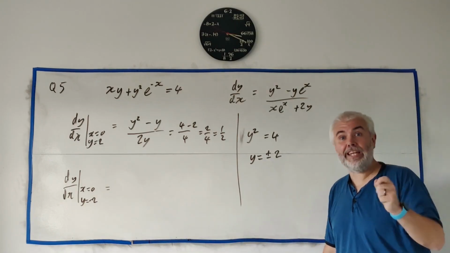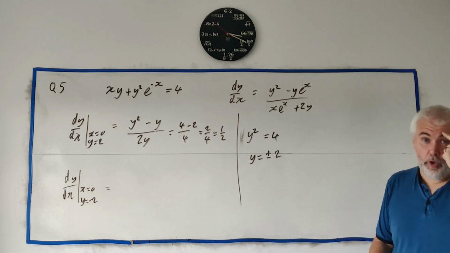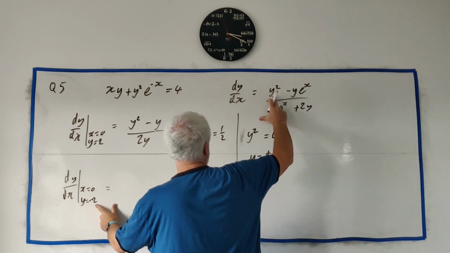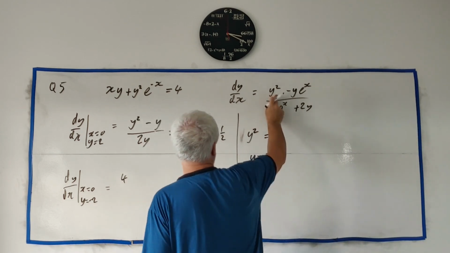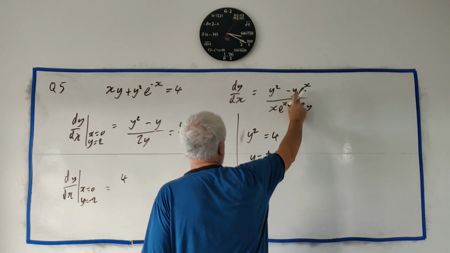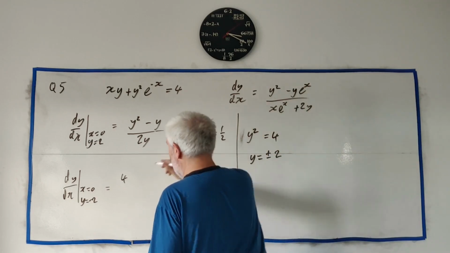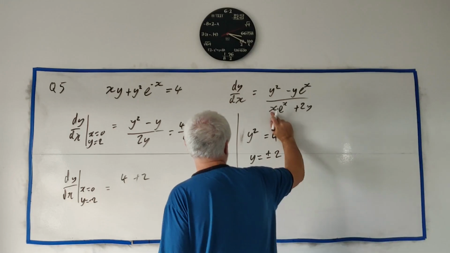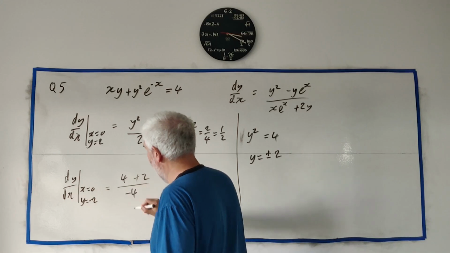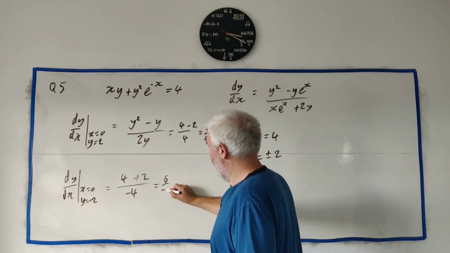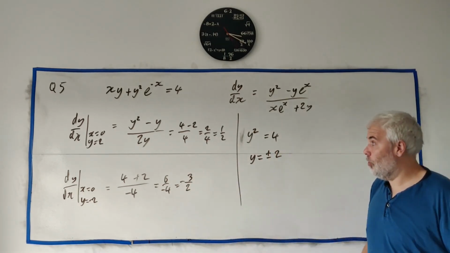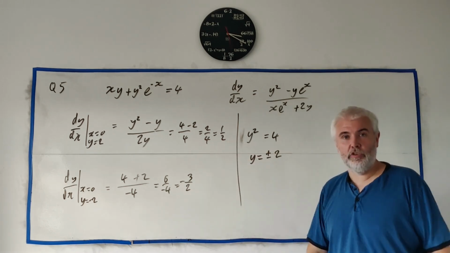They ask for gradients of tangents, so they want more than one answer. Here's one of them. The other answer, let's do this straight from the start. Minus 2 goes in here. Minus 2 squared is 4. Minus 2 minus, that's plus 2. E to the power 0, that's 1, so plus 2. Bottom row, we get 0 times anything, it's gone. And then 2 times minus 2, that's minus 4. This is equal to 6 over minus 4, which is the same as minus 3 over 2. There are your two answers. The gradient's either 1/2 or minus 3/2.